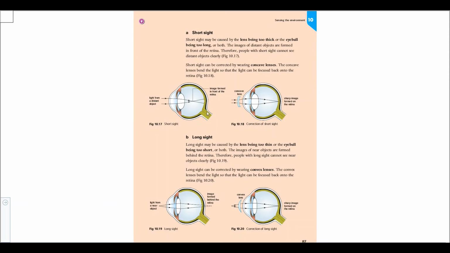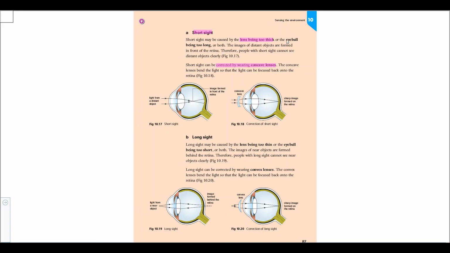And you can see this diagram is exactly the same as the diagram you have seen in the experiment part, alright? Just the flask and the lens is replaced with the eyeball. So if the lens is thicker, then the image is in front of the retina. So a thick lens, again, short sight is the lens being too thick, alright? So it should be corrected by wearing concave lenses.